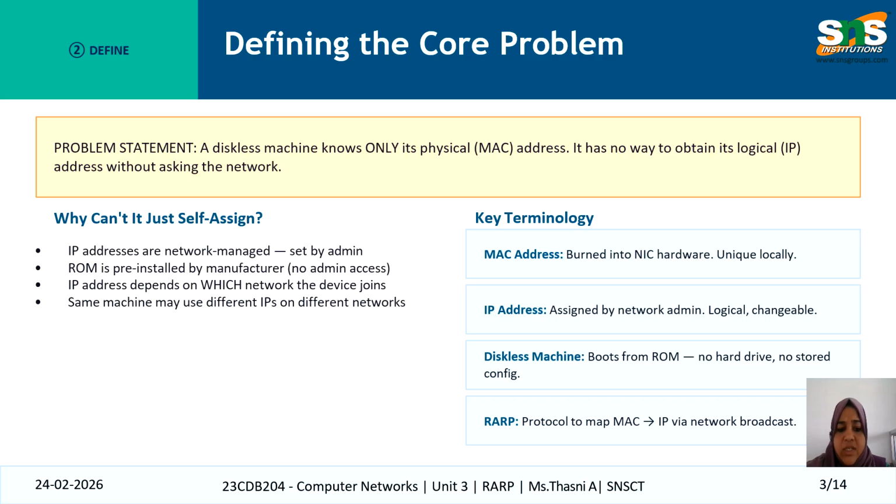So the problem statement: a diskless machine knows only its physical MAC address. It has no way to obtain its logical IP address without asking the network. So why can't it just self-assign? IP addresses are network managed, set by the admin, while the ROM is pre-installed by the manufacturer, and the IP address depends on which network the device joined. The same machine may use different IPs on different networks. So the key terminology here is MAC address, IP address, diskless machine, and RARP.